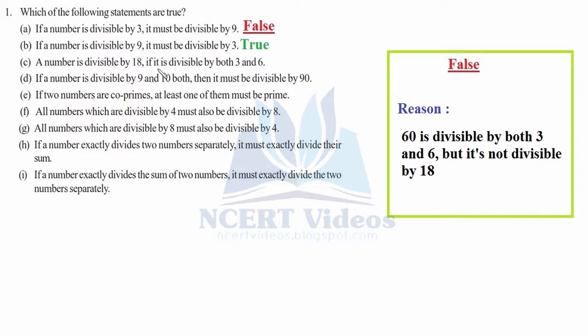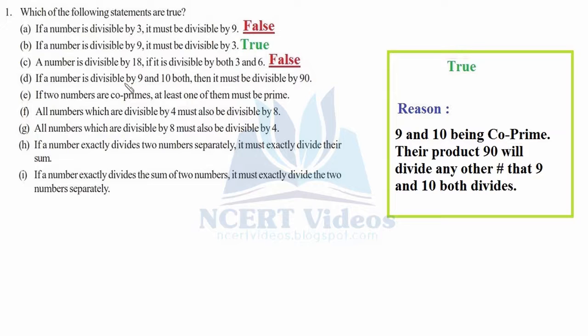C. A number is divisible by 18 if it is divisible by both 3 and 6. It is false. Reason is, we can take 60 which is divisible by 3 and 6, but it is not divisible by 18. So this is false.